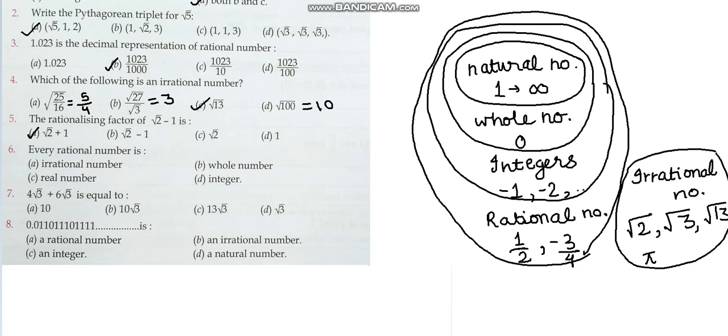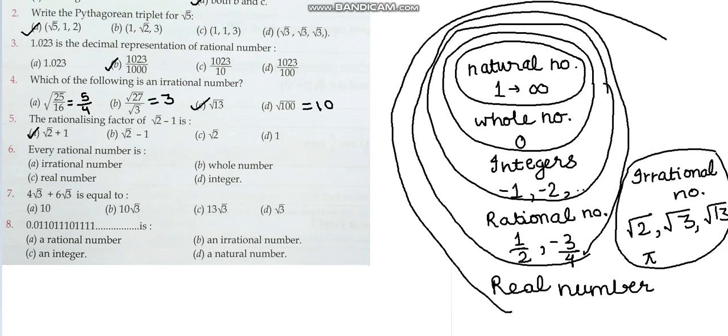So last is real numbers. Real numbers are the set of numbers which include both rational numbers as well as irrational numbers. So according to the question, they have asked us every rational number is, so we can see that rational numbers include natural numbers, whole numbers, integers. They are all part of real numbers. So the answer to the sixth question is C, real numbers.